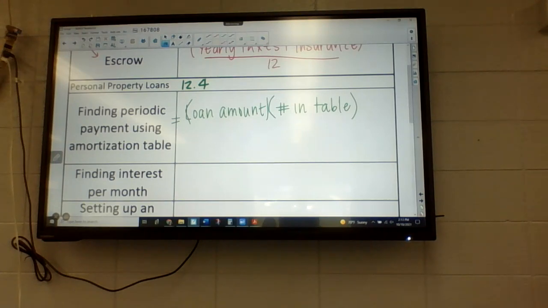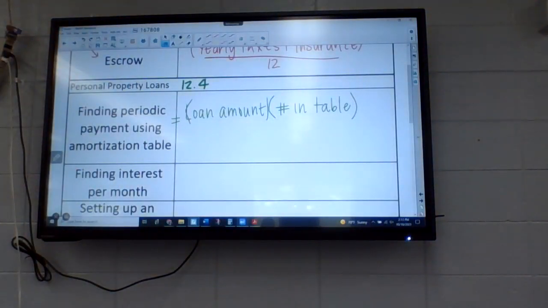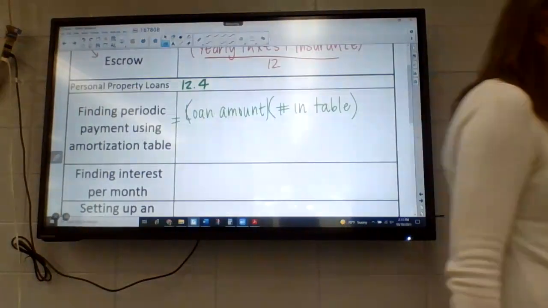And this one, they gave us a huge table because of the fact that there are so many different types of loan. It could just be a few months or a few years. Or a century.